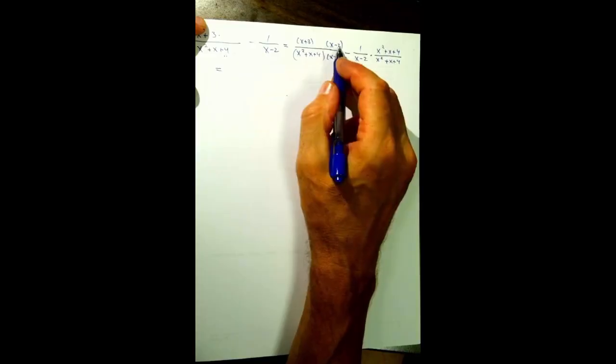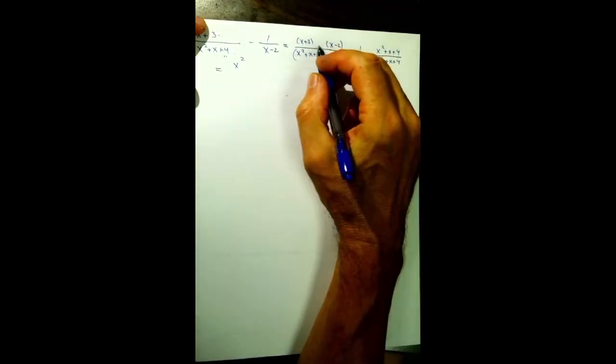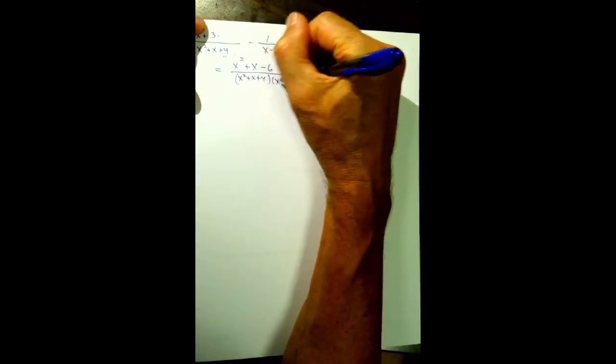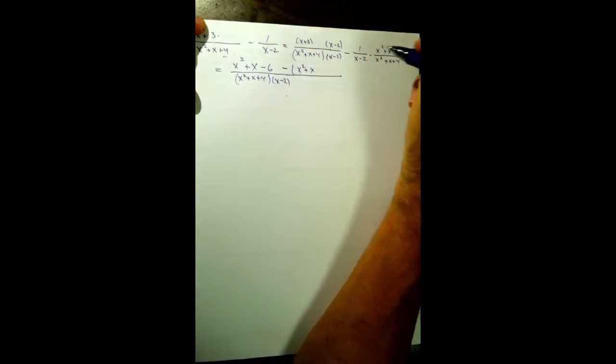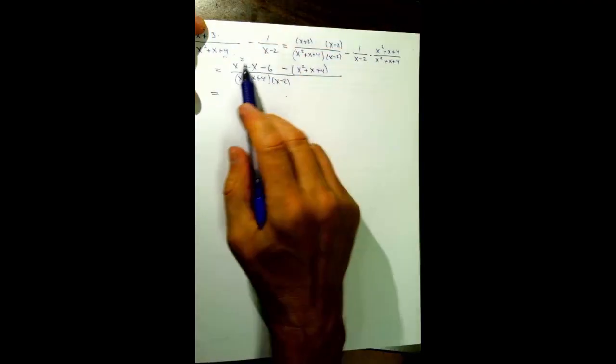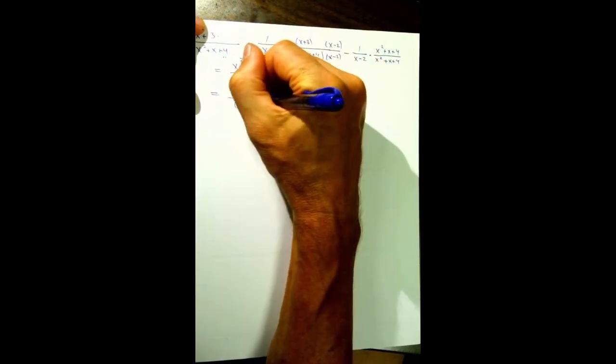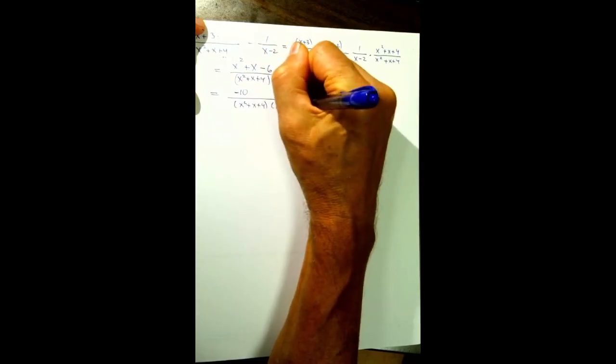So now when I expand everything out, this numerator here becomes x² + x − 6. I'm going to have the (x² + x + 4) over (x − 2). Then I'm going to subtract, and here I just have the x² + x + 4. Now, notice the x² cancel, the x cancels. I'm left with −10 over (x² + x + 4) times (x − 2).